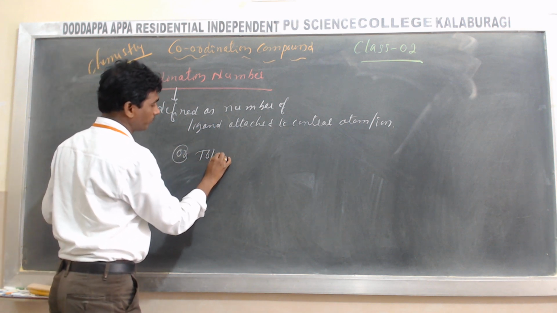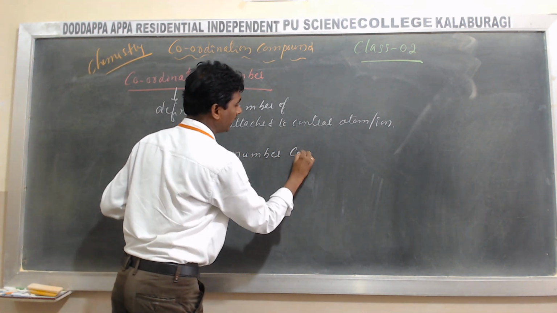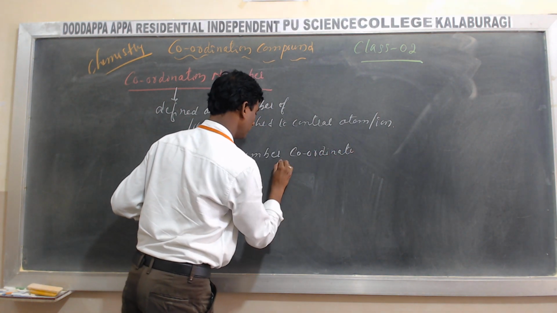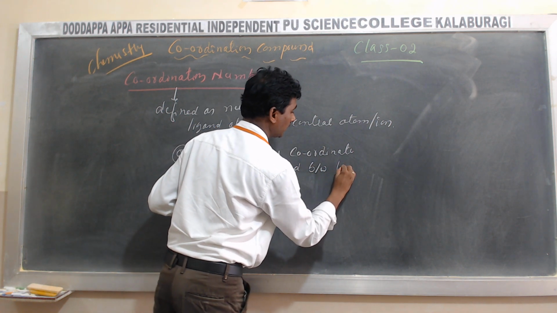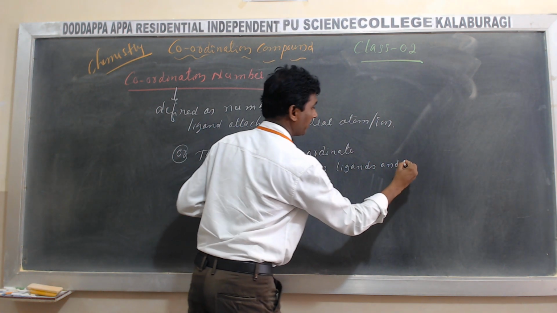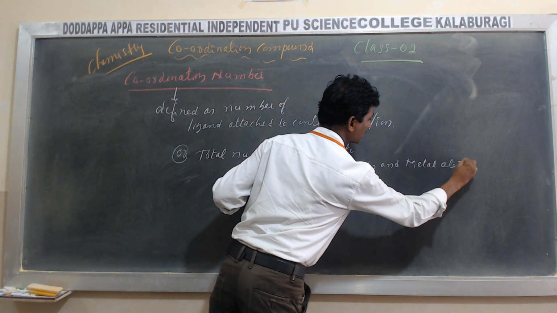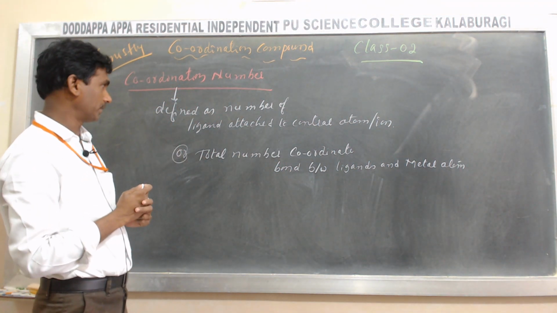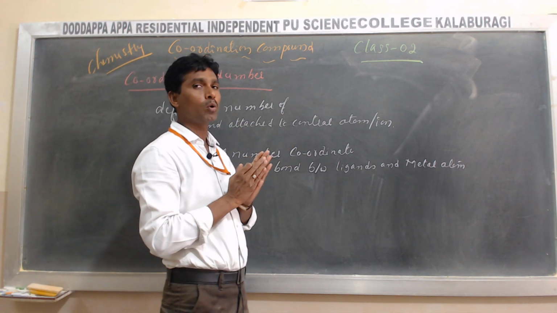The total number of coordinate bonds between ligands and the metal atom or central metal atom is called the coordination number. But the first definition is applicable only for what?